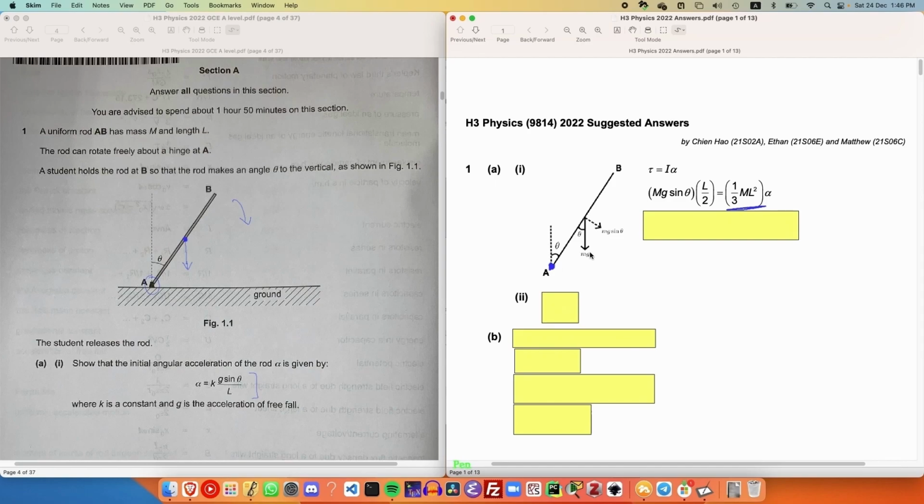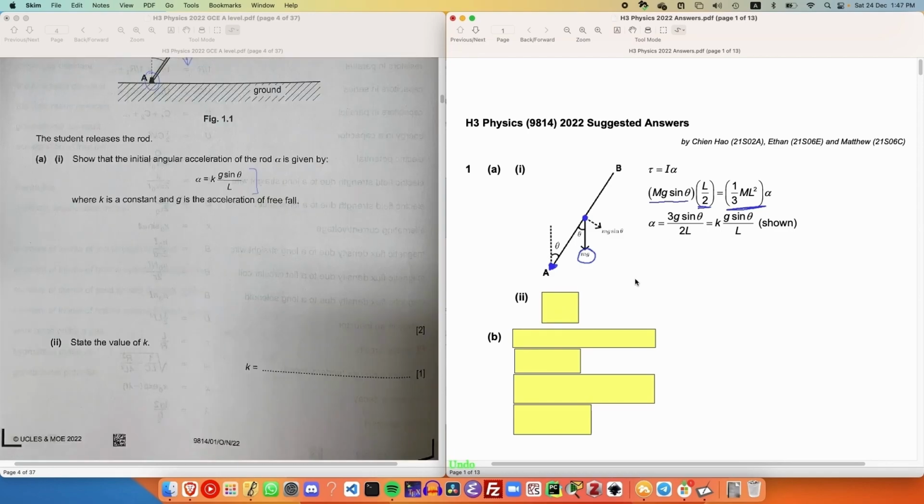The perpendicular component of the gravitational force, when projected onto the perpendicular, is mg sin theta, and the distance from the pivot to the point at which the force acts is L/2. Solving for alpha would then give us this. From this we can deduce that the value of K is 3/2.